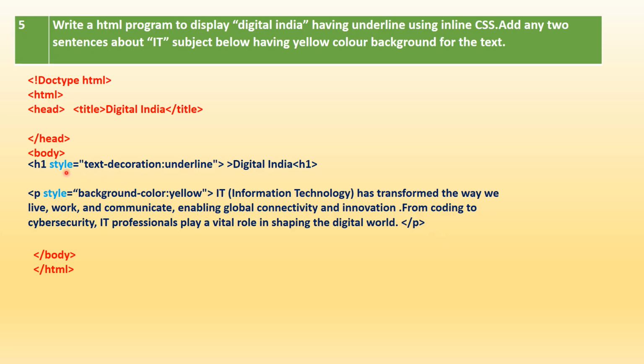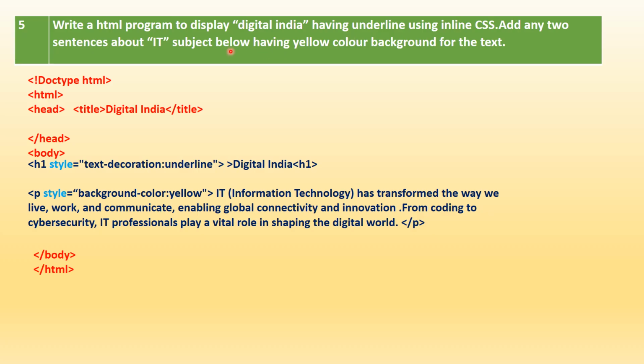So we are going to use style as an attribute. In the previous one, in the internal CSS, we have used style as a tag. But here style we are going to use as an attribute. So H1 style equal to, in double quotes, you are going to mention the property along with the value. So here we are going to use digital India will be underlined. So that is text hyphen decoration is the property, colon underline. There is only one property. If there are more properties, you are going to use semicolon and you are going to write the property here.